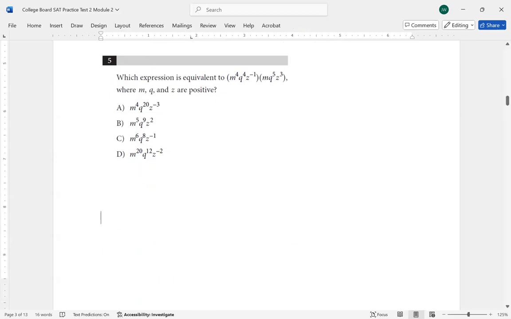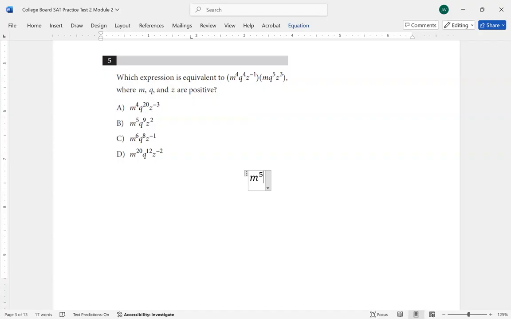Question 5 says, which expression is equivalent to m to the 4th times q to the 4th times z to the negative 1 power, all multiplied times m q to the 5th z to the 3rd power? Basically what we do is we do the product rule of exponents. M to the 4th times m is m raised to the 5th power because we're going to be adding exponents.